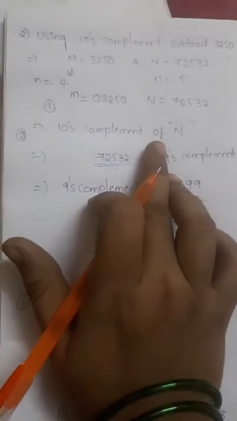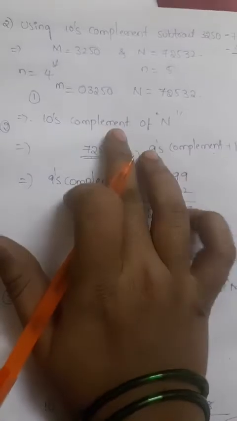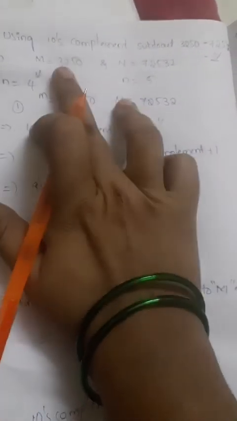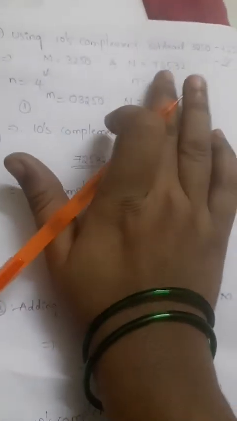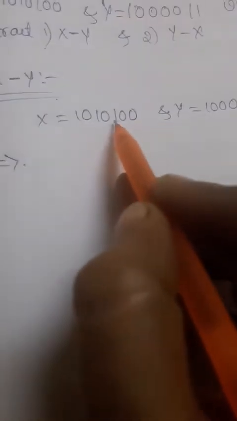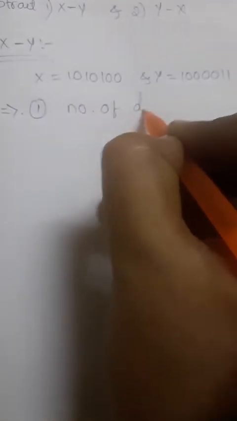Counting the number of digits, and after that we'll go for the 10's complement of n, right? After the 10's complement is completed, next adding the two numbers, right? So like that here also, first counting the number of digits. Just check it: 1 2 3 4 5 6 7, and here also 7. So the first step is completed, the number of digits is the same.